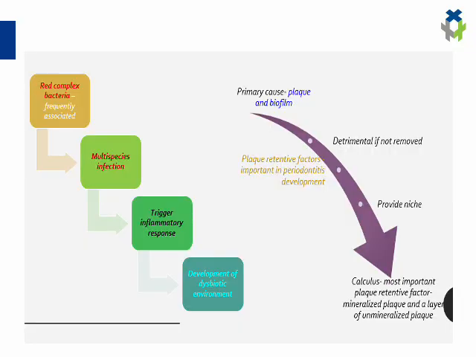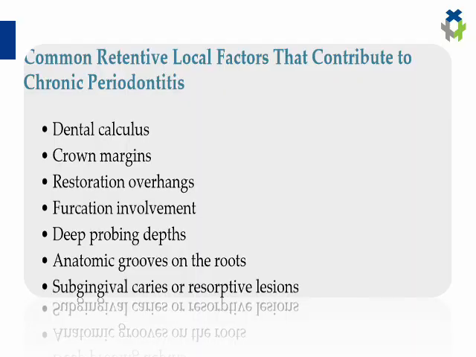This pictorial diagram illustrates the various complexes involved in chronic periodontitis, majorly the red complex bacteria frequently associated with chronic periodontitis. Common retentive local factors that contribute to chronic periodontitis are dental calculus, crown margins, restoration overhang, furcation involvement, deep probing depth, anatomic grooves on the roots, and subgingival caries or resorptive lesions.